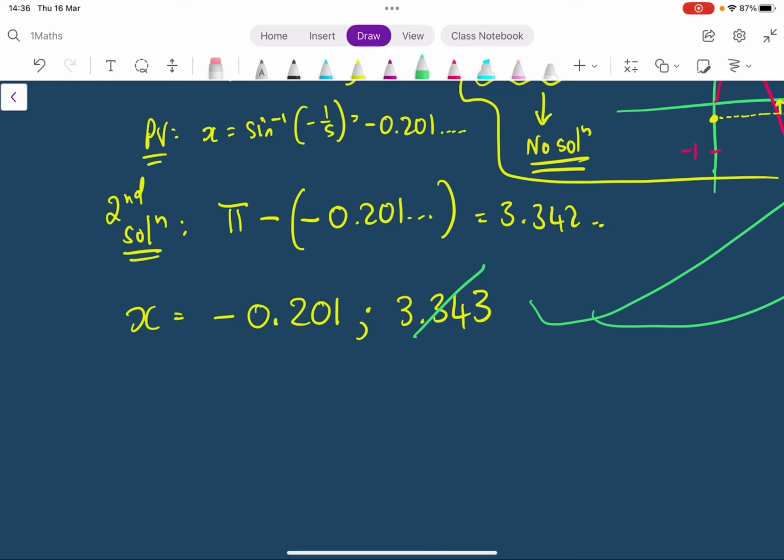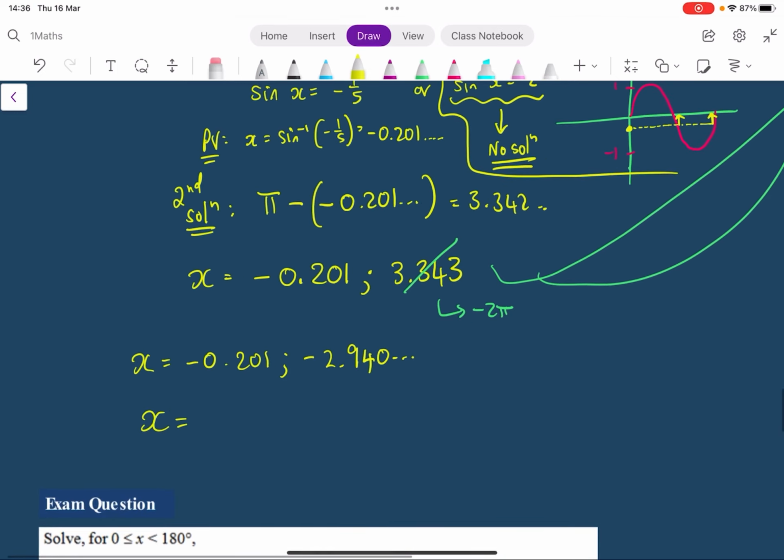I can't add on 2 pi. I need to take away 2 pi. Remember, sine repeats every 2 pi. And so I'm going to have negative 0.201, and that answer, 3.343 minus 2 pi, gives me negative 2.940. And so finally I just write that in order, negative 2.94 and negative 0.201, 3SF throughout.